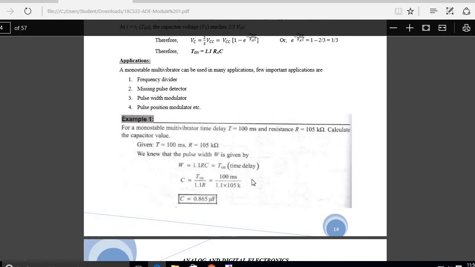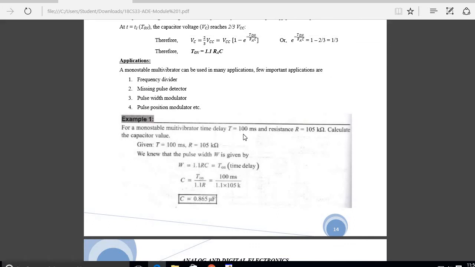So what exactly is the example for a monostable multivibrator? The time delay T is given as 100 millisecond, and the resistance R is 105 kilo ohm. He is asking us to calculate the capacitor value. As we already know, the formula for T on is 1.1 Ra into C. Because here I need to know the capacitor value, just modify this equation in terms of C. So C becomes T on divided by 1.1 into R.